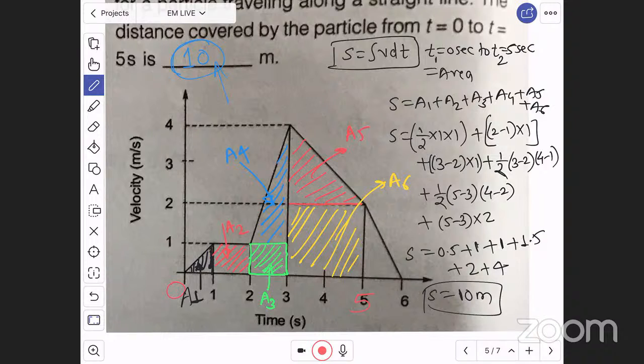क्योंकि 5 सेकंड तक ही पूछा था ना, तो वहां तक का ही एरिया निकालना है. वेरी सिंपल क्वेश्चन. किसी को डाउट नहीं है ना? If anybody having doubt, you can ask me.